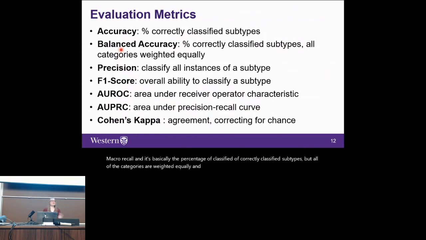Precision is the model's ability to correctly classify instances of a subtype, and F1 score is the harmonic mean of precision and recall, so it gives a good overview of the model's performance in general. We also have AUROC and AUPRC, which are the area under the receiver operator characteristic curve and the area under the precision recall curve. And finally, we look at Cohen's kappa, which measures the agreement between two predictions and corrects for chance.